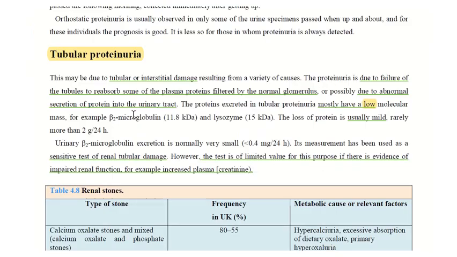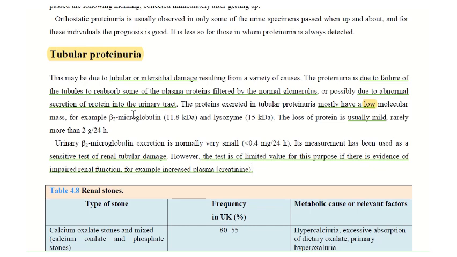أما بالنسبة لموضوع tubular proteinuria, this may be due to tubular or interstitial damage resulting from a variety of causes. The proteinuria is due to failure of the tubules to reabsorb some of the plasma proteins filtered by the normal glomerulus, or possibly due to abnormal secretion of protein into the urinary tract.